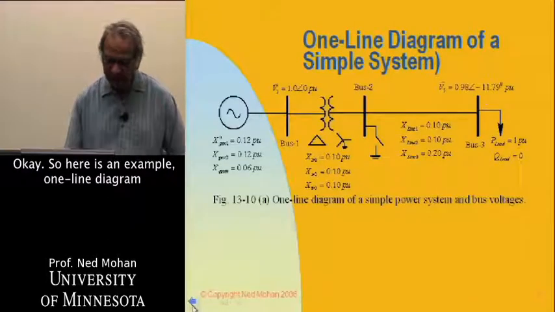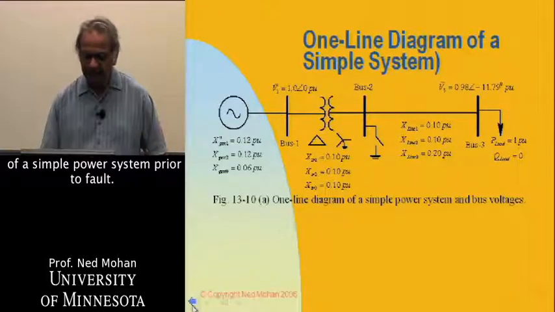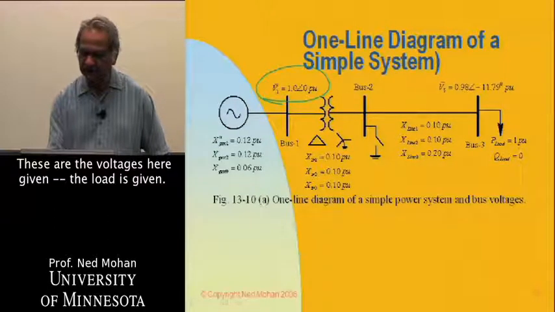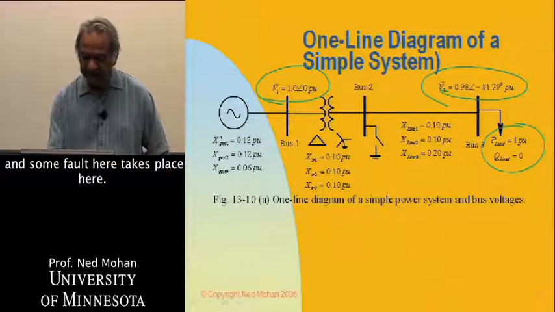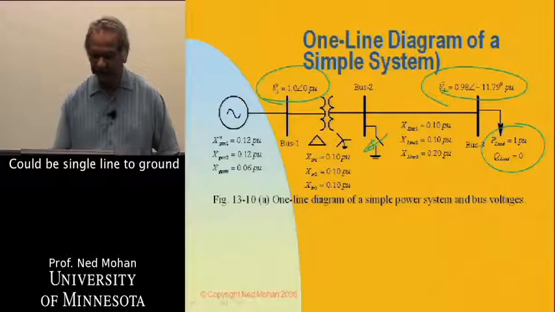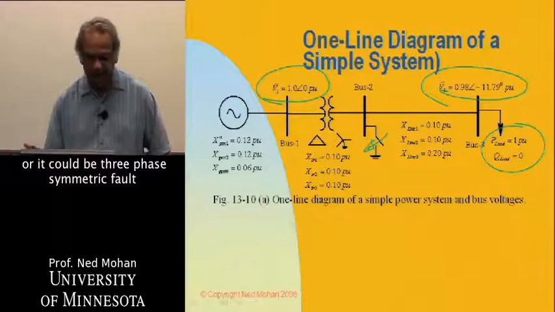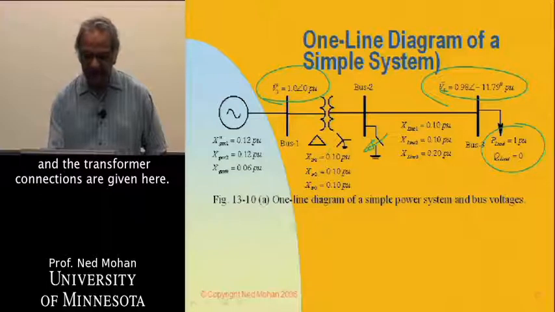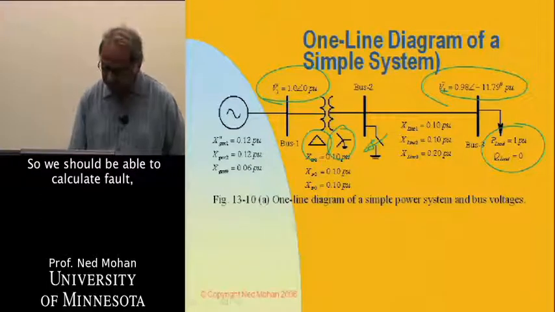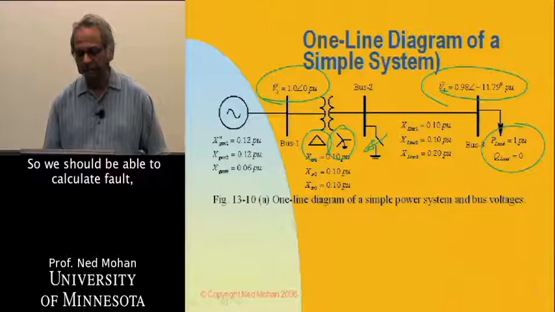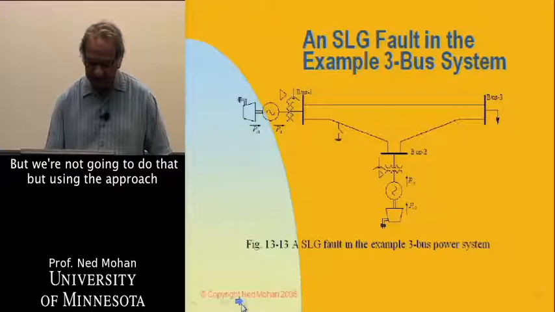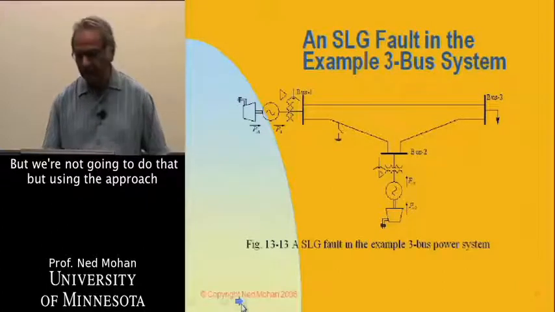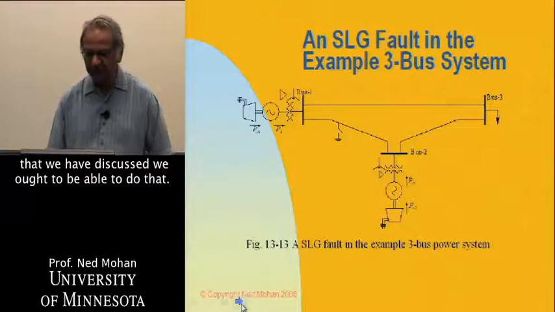Here is an example, a one-line diagram of a simple power system. Prior to the fault, the voltages, the load, and various impedances are given, and some fault takes place here. It could be a single line to ground fault, or a three-phase symmetric fault, and the transformer connections are given also. So we should be able to calculate what these fault currents would be. We are not going to go into that, but using the approach that we have discussed, we ought to be able to do that.